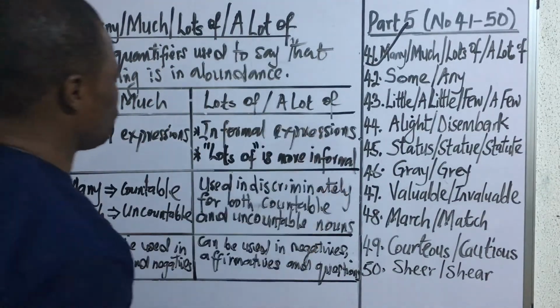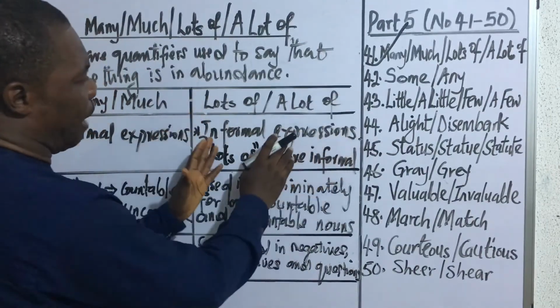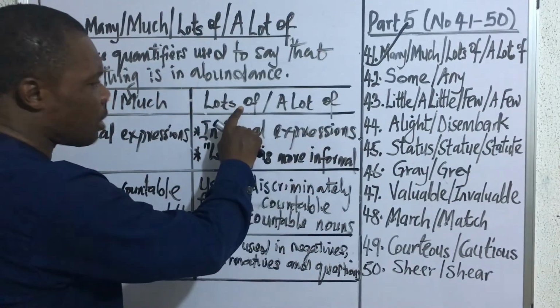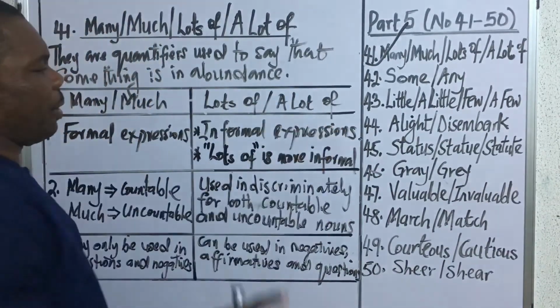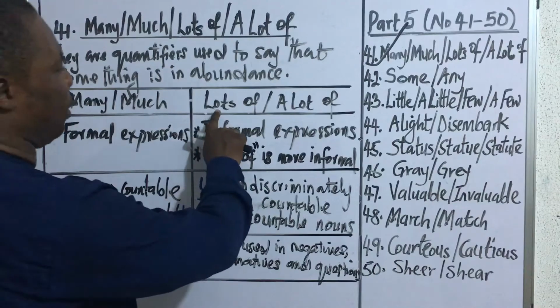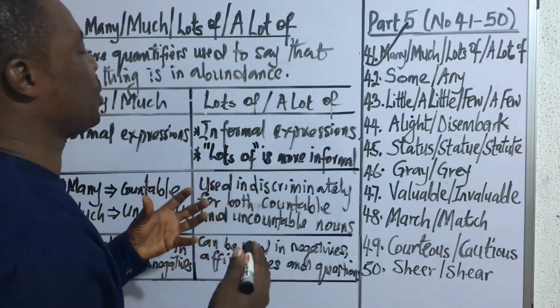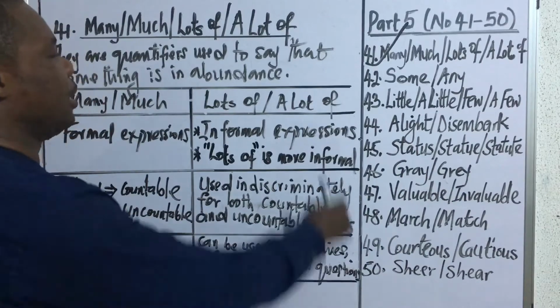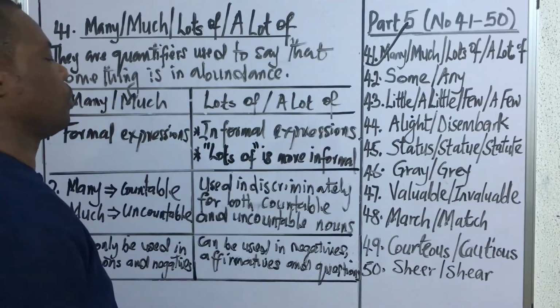Then we've established as well that whereas lots of / a lot of are both informal, lots of is more informal than a lot of. If you are making a choice of lots of / a lot of in your expressions and you still wish to sound a little bit formal, then you are going to opt for a lot of.